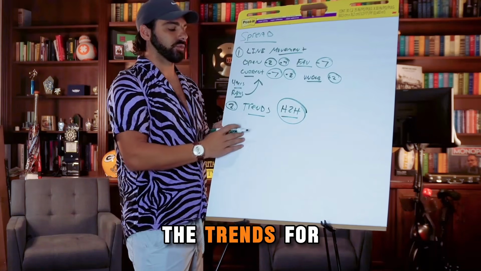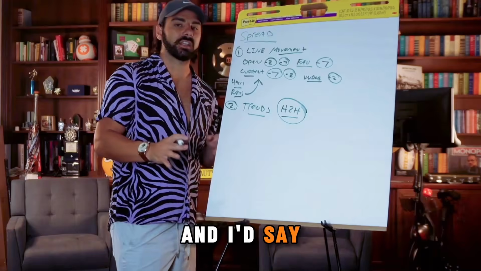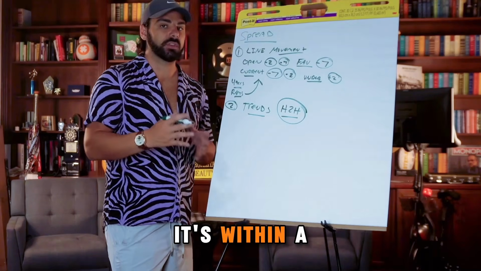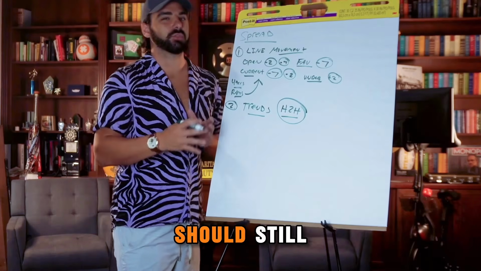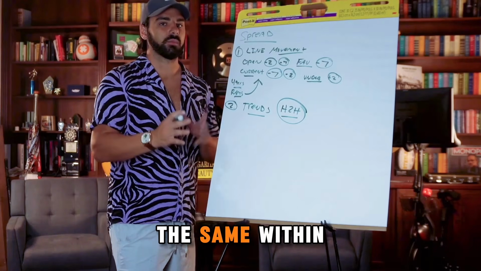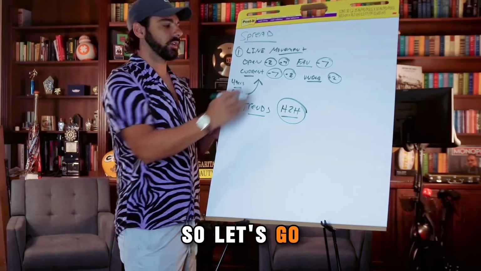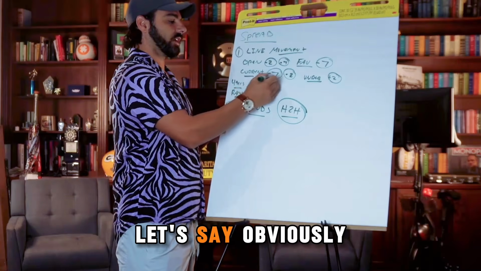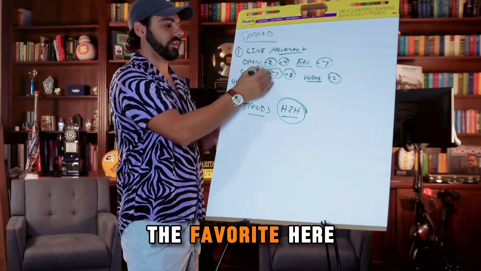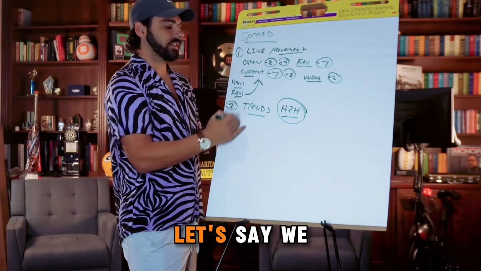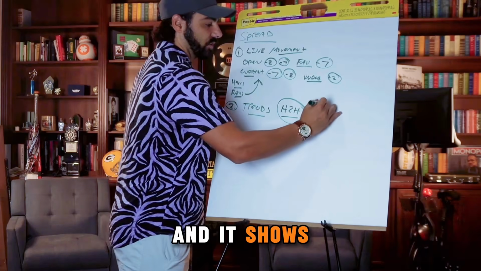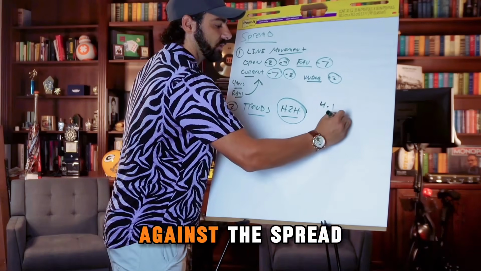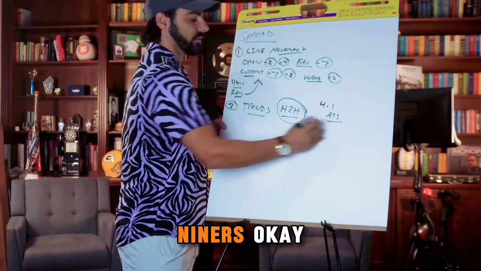So you want to look at the head-to-head trends, and I'd say about the last 5 to 6 matchups that they've had, as long as it's within a couple year span, because the team should still be pretty much the same within the last couple years. So let's use example 1 to get to example 2. Let's say, obviously, we're looking at the favorite here. Let's say the Rams -7. Let's say we look at the head-to-head trends, and it shows that the Rams in the last 5 games are 4-1 against the spread against the 49ers.